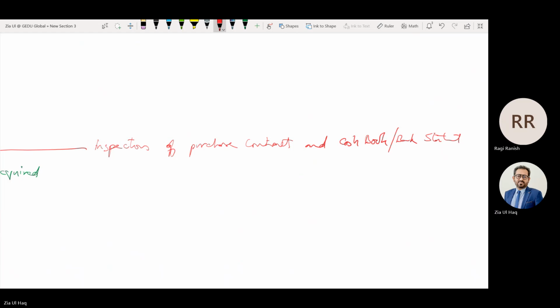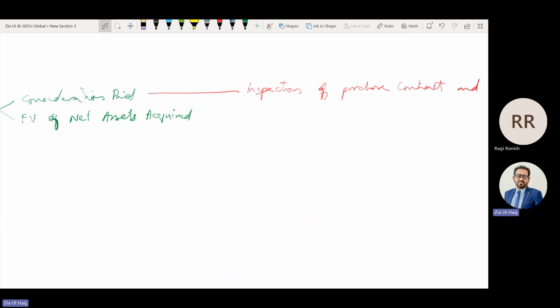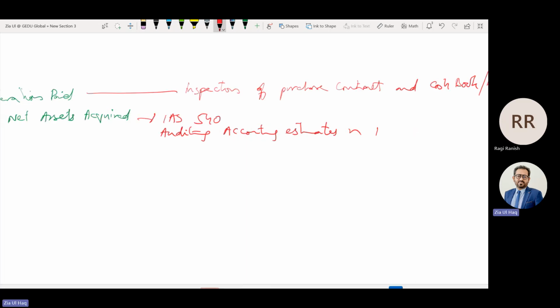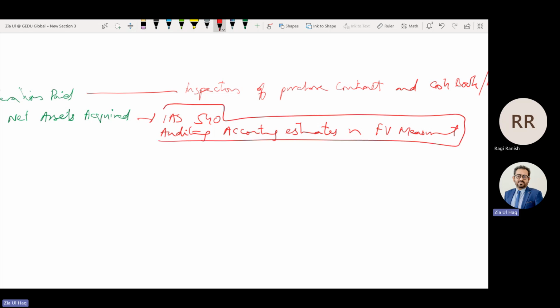Next, how can we verify fair value of net assets acquired? To verify fair value of net assets acquired, we need to perform some procedures as per ISA 540. ISA 540 is auditing accounting estimates and fair value. If we need to verify an accounting estimate, we'll perform these procedures. If we need to verify fair value measurement, we'll perform similar procedures. What are those procedures? Let's learn.